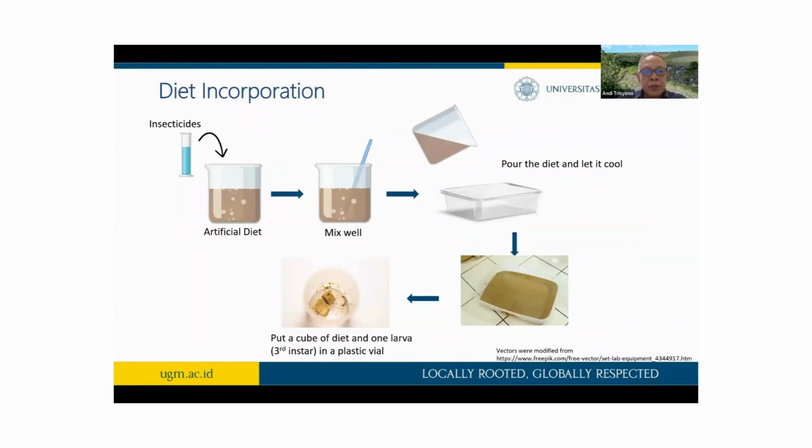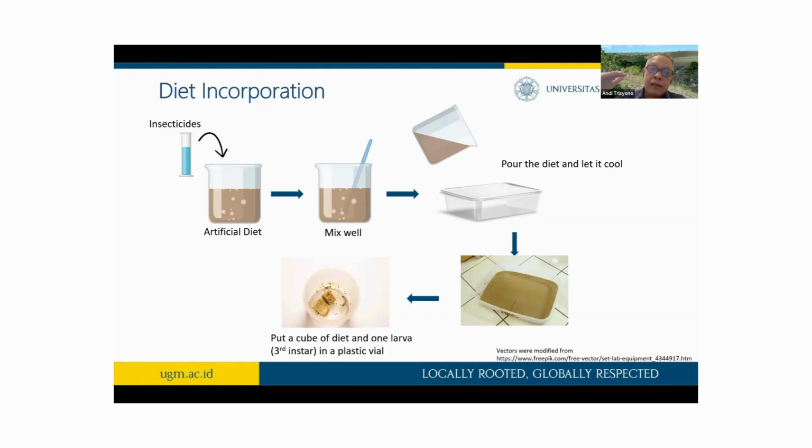The second bioassay procedure is diet incorporation. If you have a lot of material, this is going to be a good choice, because you pour your insecticide into the diet and mix it up, and then overlay it on the tray like this, and then cut it into pieces like this. So basically, anywhere the larva feeds on the diet, it will ingest your insecticide. What is the difference with the overlay?